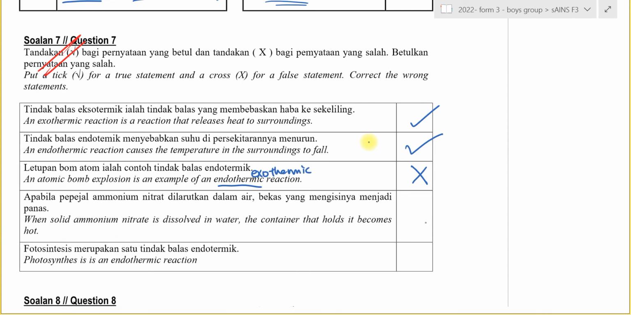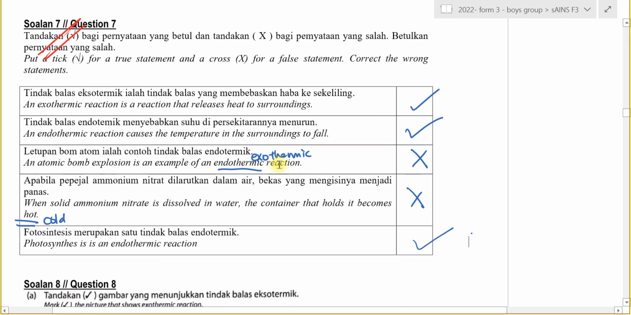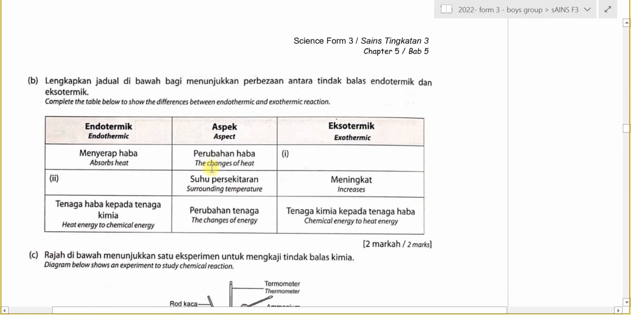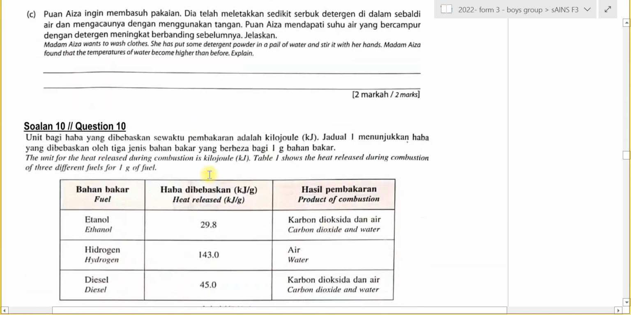When solid ammonium nitrate is dissolved in water, the container that holds it becomes hot. Wrong. It becomes cold because it's endothermic. And then, photosynthesis is an endothermic reaction, correct. Correct. Okay. I want to go through the long structure questions next week.